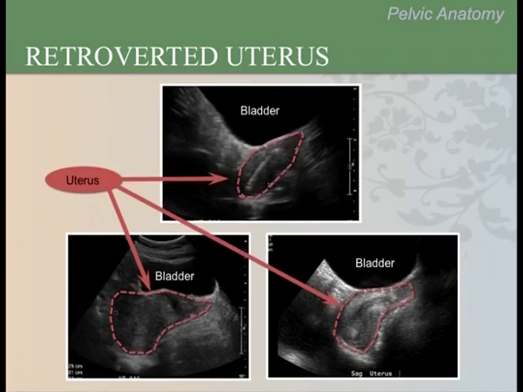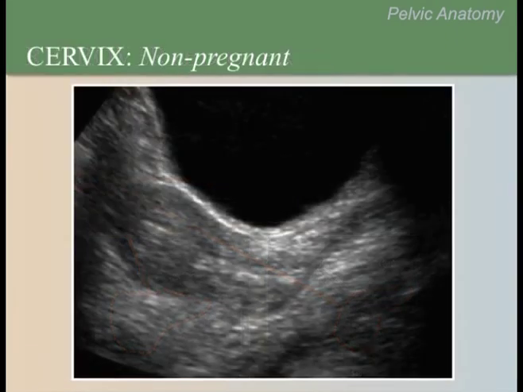Here we have labeled the bladder and uterus in each image to make them more obvious. The fundus, or top of a retroverted uterus, is sometimes difficult to see clearly. Remember that the cervix is the lower part of the uterus. It can be seen by ultrasound in non-pregnant and pregnant women.